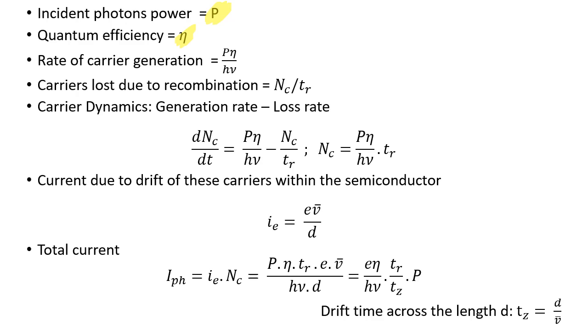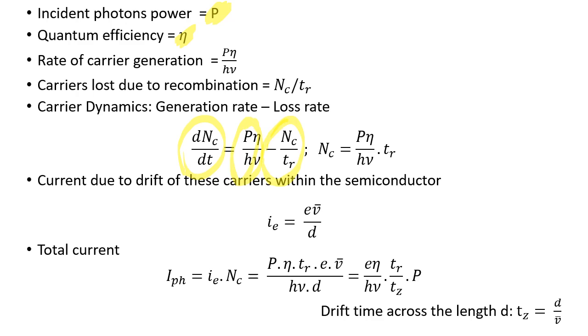Similarly, the carriers are being lost due to recombination, right? You are creating electron hole pairs, and these can get lost, right? They can recombine and so on. So you see that there is a rate at which they are getting lost. If you look at the carrier dynamics, which is to write down, for example, a rate equation, right? dn_c over dt, where n_c is the number of carriers we have generated. So you see that it is simply an interplay of two phenomena. One is the generation rate, which is governed by the quantum efficiency and so on, and one is the loss rate.